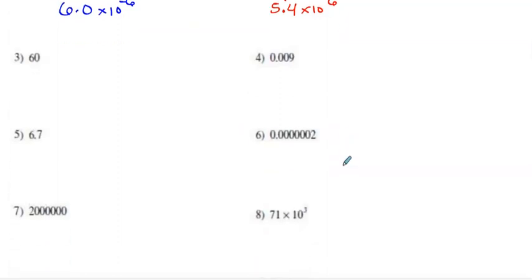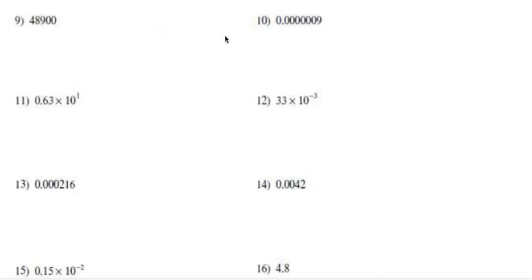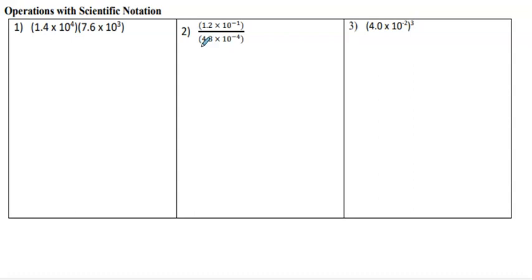Alright, so a couple examples there. Let's see if there's anything else on here. Again, these are standards. Some are in scientific, moving from each one. Okay, just remember if it's negative, moving to the left. If it's positive, moving to the right. No big deal.